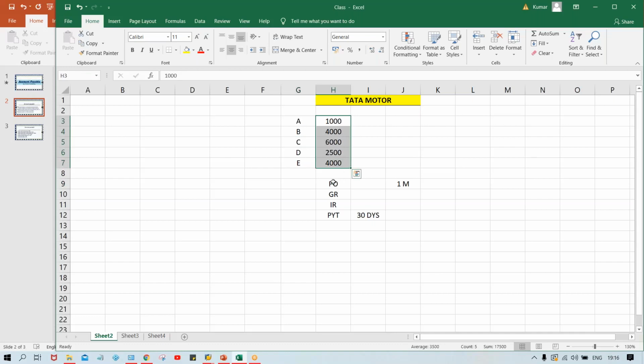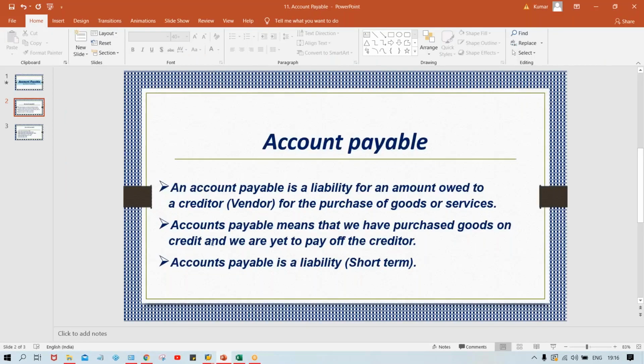If somebody asks what is the total payable, look here, the total payable is 17,500. If you are going to prepare the financial statement, this total payable is going to be shown, that 17,500 is the liability. It means this much worth of payment we are supposed to make to the vendor in future. So this is called account payable, right?